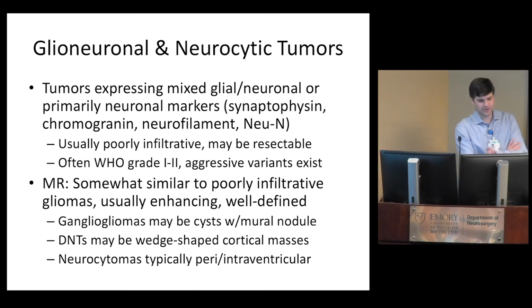So again, these are tumors that are usually poorly infiltrative. They may be resectable. They're clinicopathologically somewhat similar to the poorly infiltrative gliomas. They're usually grade 1 or 2. And then by MRI, they're usually enhancing, often well-defined, and a ganglioglioma, for instance, may have a cyst with a mural nodule. Dysembryoplastic neuroepithelial tumor may be a wedge-shaped cortical mass in a patient with seizures. And then neurocytomas are typically periventricular or intraventricular tumors.